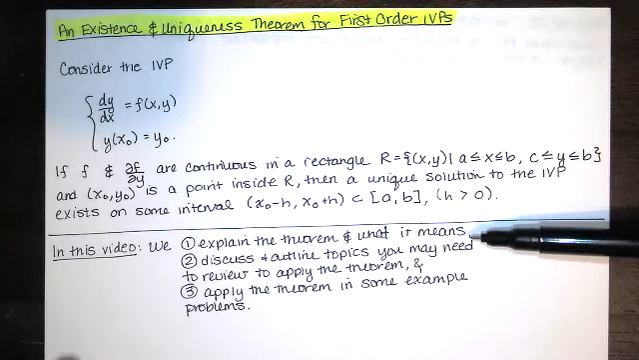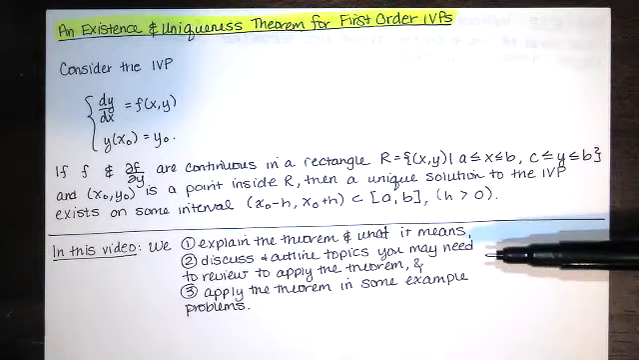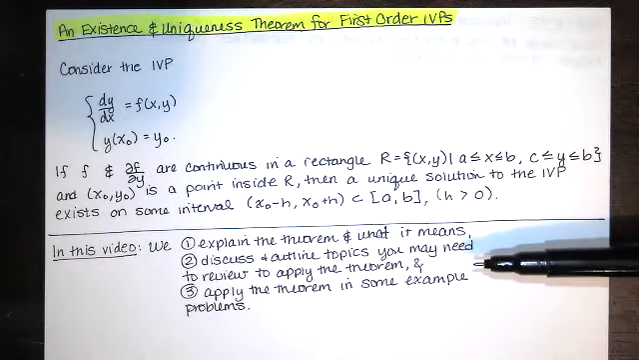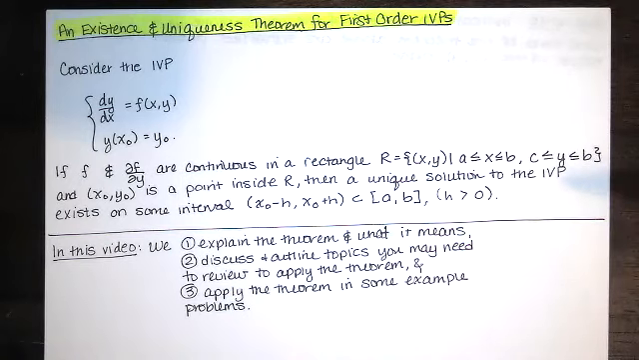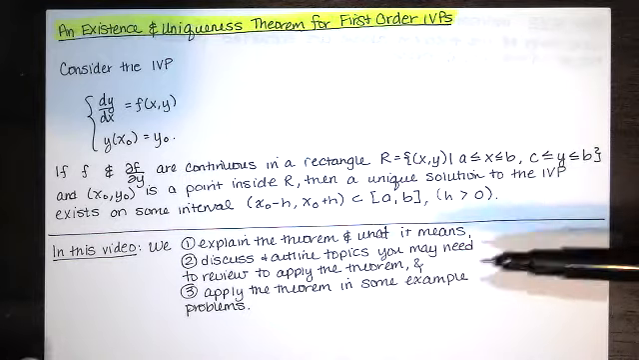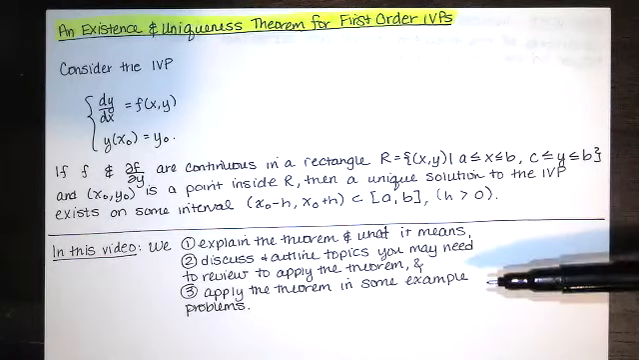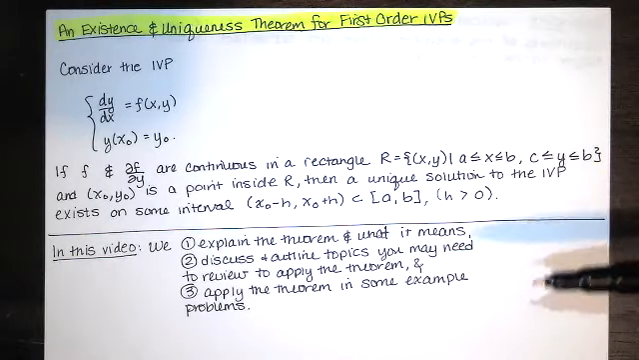First, I'm going to explain it to you, and then we'll talk about what it means. And then we will discuss and outline some topics that you may need to review in order to apply the theorem. There's a little bit of Calculus 3 in this. I know many students take Calculus 2, then differential equations. So you might have to pick up some Calculus 3 skills pretty quickly in order to solve these existence and uniqueness problems. And then lastly, we will look at applying the theorem and some examples.